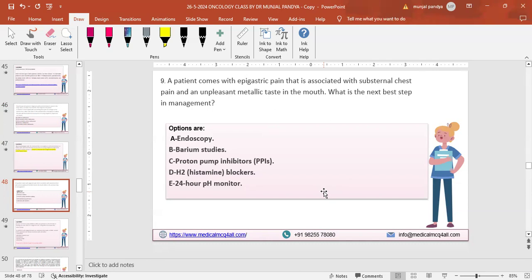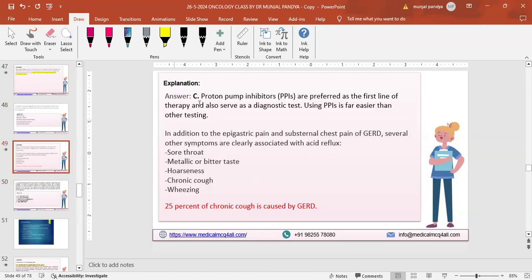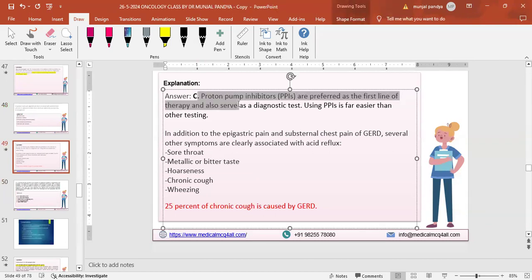Okay, so metallic taste, isn't it GERD, right? Because something comes from the stomach up to the esophagus and coming up to the throat. So it looks like GERD, isn't it? The patient comes with epigastric pain associated with substernal pain and unpleasant metallic taste. So unpleasant metallic taste, mark it down until proved otherwise, is GERD, right? Because when acid comes back from the stomach to the mouth, it tastes metallic, and this is GERD. When you have this, your answer is correct. I'm just trying to make you understand.